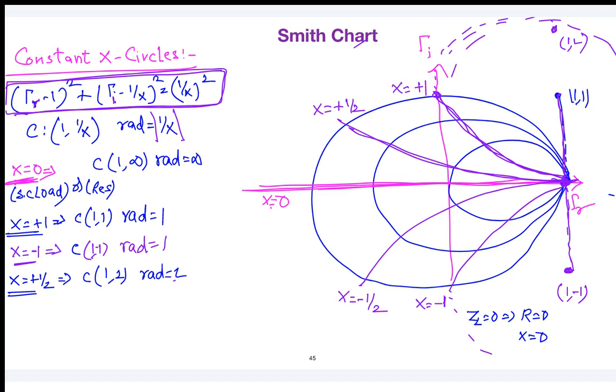Next thing, when you take x is equal to plus 2, the center is located at 1 comma 1 by 2 and the radius is equal to 1 by 2. So radius half means this circle is having a radius of 1. So 1 by 2 means maybe somewhere here, 1 by 2 comma 1. So your circle is going to cover a small portion. So this is x equal to 2. And the mirror image of that one will be x is equal to minus 2.